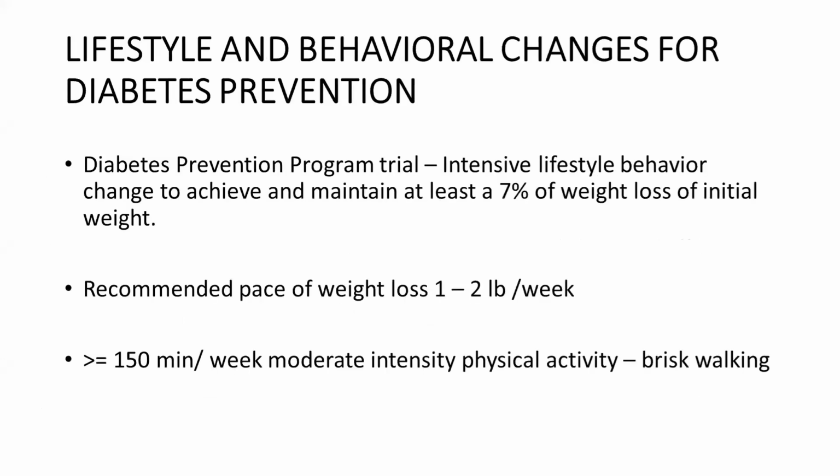So the ADA guideline has given some new things regarding the lifestyle and behavioral changes for diabetes prevention. It falls under the DPP trial, the Diabetes Prevention Program trial. They have mentioned that if we cater intensive lifestyle behavior and physical activity, it could actually prevent the diabetes progression. They have mentioned achieving at least 7% weight loss of the initial weight. The weight loss has to be around 1 to 2 pounds per week. And regarding physical activity, they have mentioned it is better to engage in moderate intensity physical activities like brisk walking around 150 minutes per week. I'll come to the elaboration of this later on in the next slides.